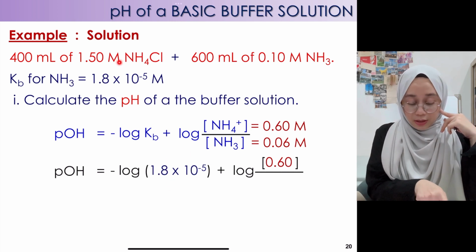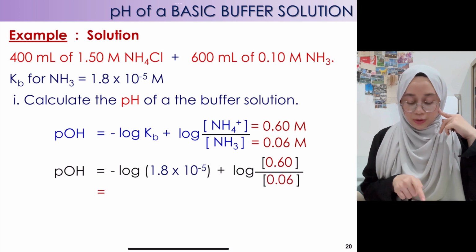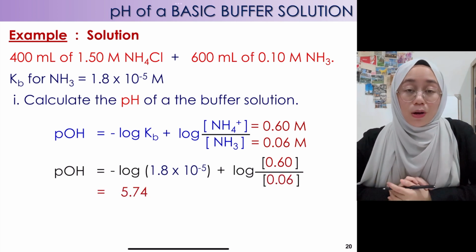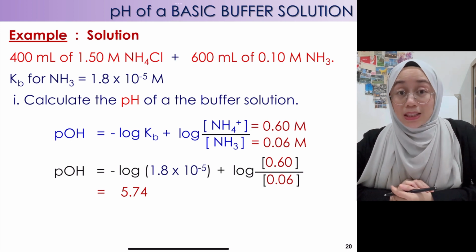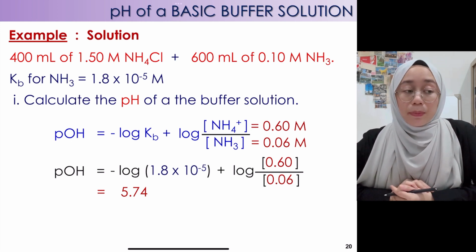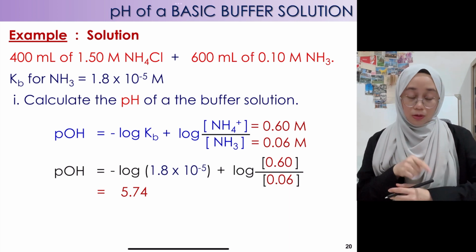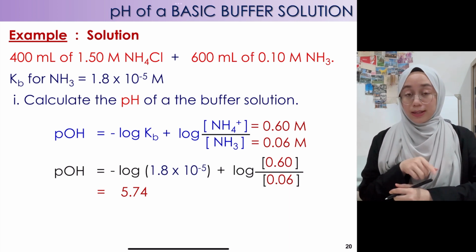So once you substitute, because the Kb value is already given in the question, so here, this one here. Okay, and then we just substitute what we calculated earlier. So we will get 5.74. So this is the pOH, but this is pOH because it is a basic solution, so we do expect that for a basic buffer solution the pH has to be more than 7. Okay, so this is obviously not the pH yet, this is only the pOH.